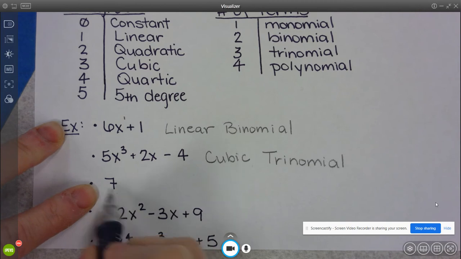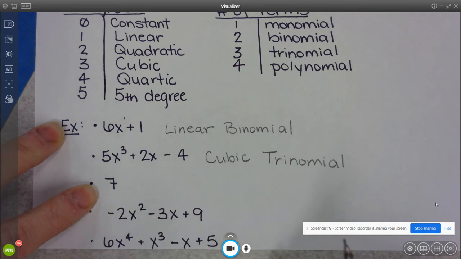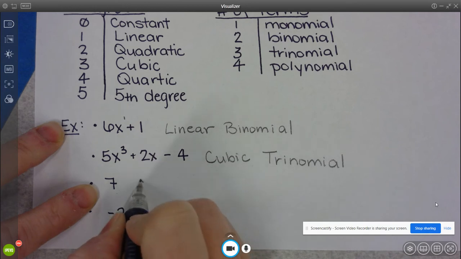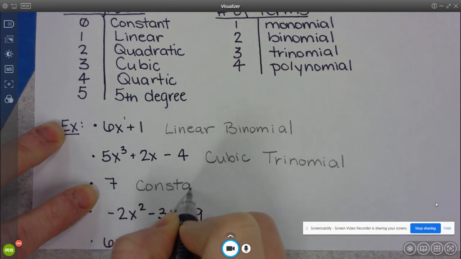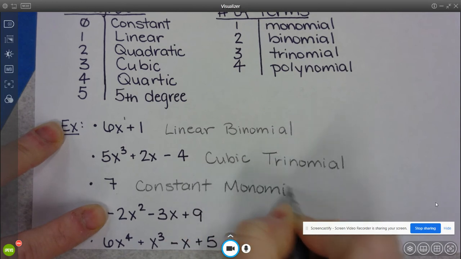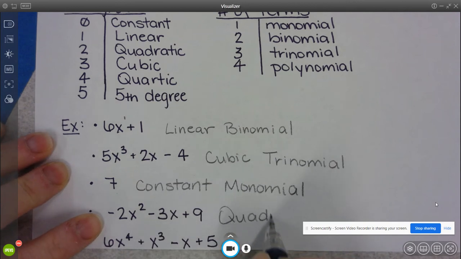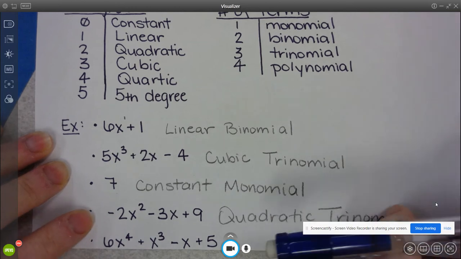There's no variable here. This is just a constant, so technically, this has x to the power of 0 attached to it. So this would be a constant monomial. This would be quadratic because of the 2. And it's a trinomial because there are 3 terms.